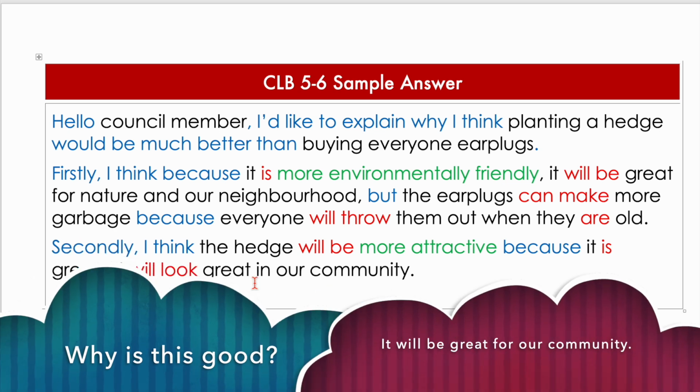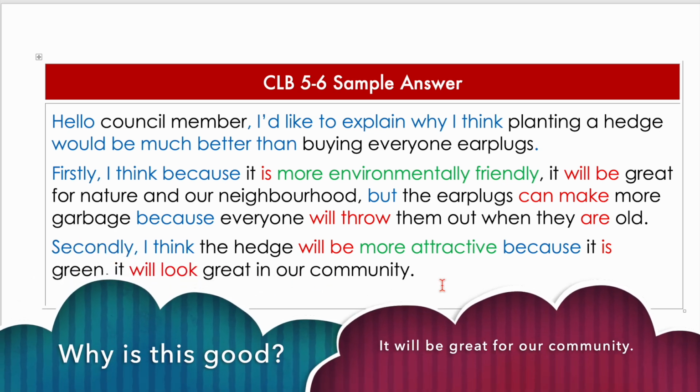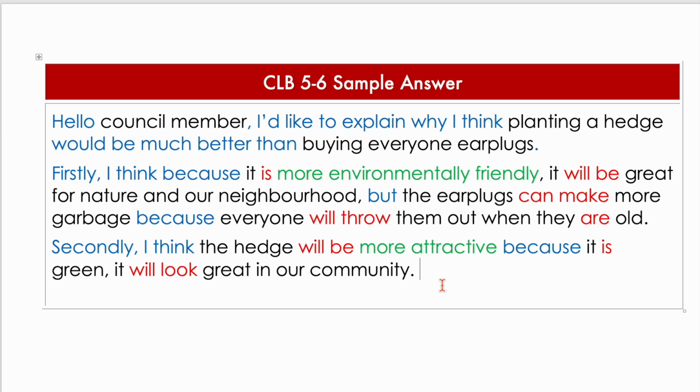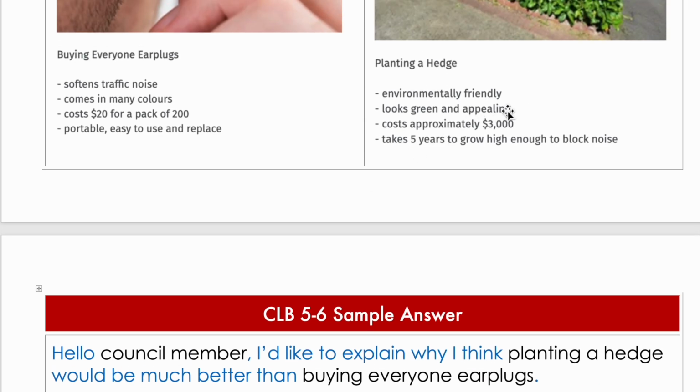It will look great in our community. Okay. We said this as well here, good for our neighborhood. So we want our community to be happy. We want our community, we should put "so" here, so it will look great in our community. Okay? Everyone will be happy with it. So, again, we said ours is more attractive because it is green, and we got that from here. Appealing. Appealing means attractive. Okay, so that's good.